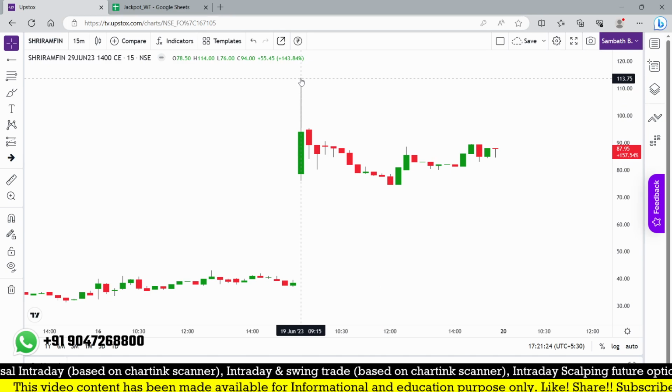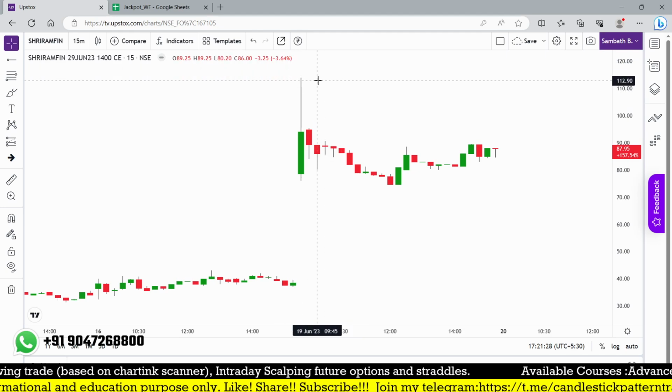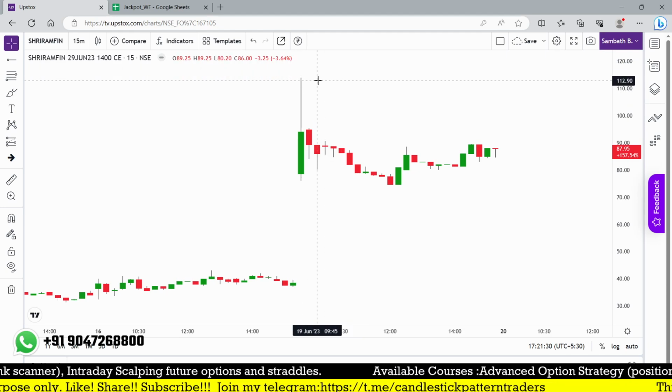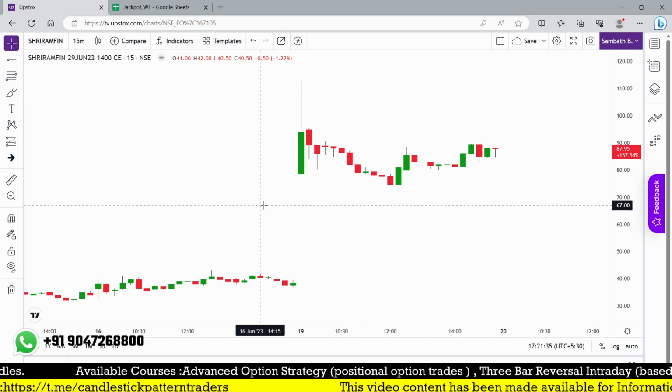So I would be taking that position at a very high level. It will not help us make bigger targets because it is already reaching nearby our target. So I don't want to take it. These two trades we avoided in our live session.